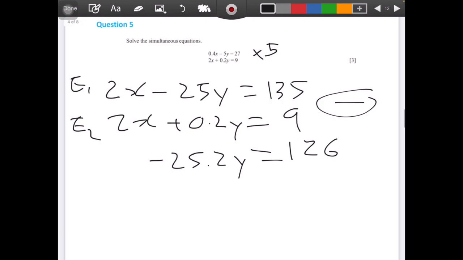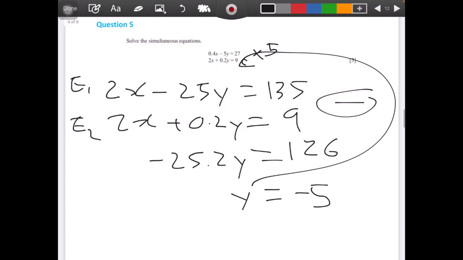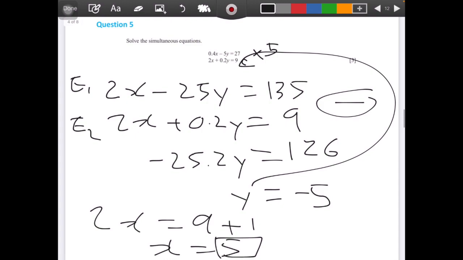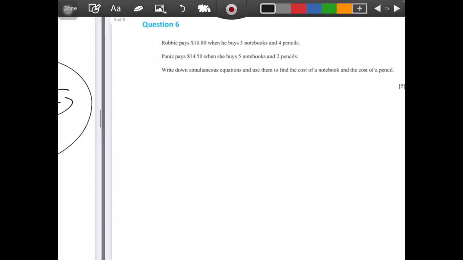So when we do 126 divided by 25.2, we get y is equal to negative 5. Once we have the value for y, we can easily find x. So substituting y into the second equation, we get 2x is equal to 9 plus 1, because 0.2 times negative 5 is 1, which means x is equal to 5 and y is equal to negative 5.